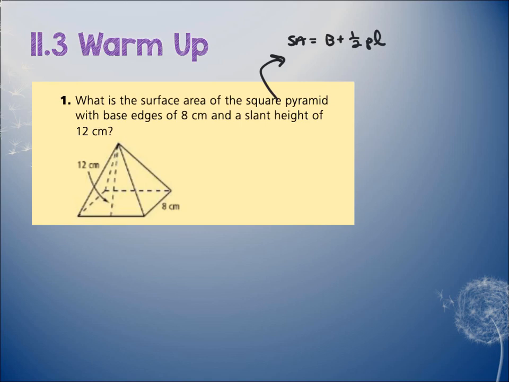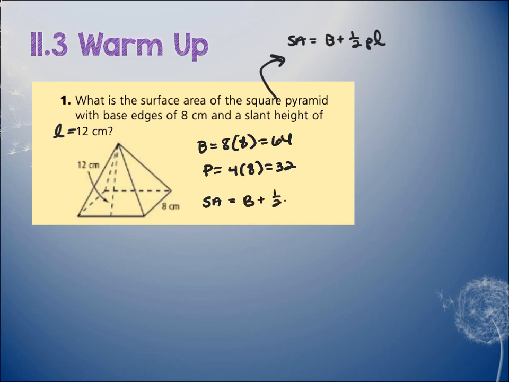So in this example, you've got a square pyramid. It says what's the surface area with base edges of 8 and a slant height of 12. So the slant height's already given to you. Slant height is the L. The area of the base would be 8 times 8, or 64. And the perimeter of the base, there's 4 sides that are 8, so it'd be 4 times 8, which is 32. So then the surface area would be B plus 1/2 PL, or 64 plus 1/2 perimeter, which is 32, times the slant height, which is 12.